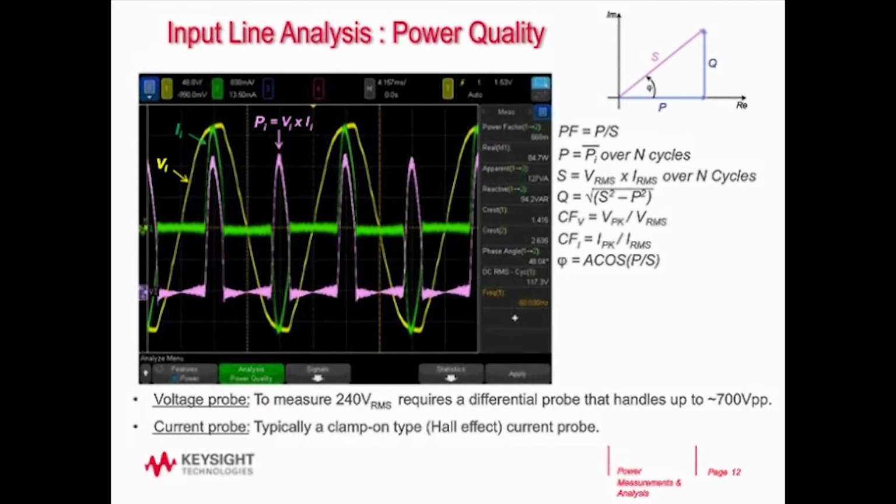And so the real advantage here of having an automated power app in your scope, whether it's from a Keysight scope or one of our competitors, is you get these things automatically so that you can get your answers much more quickly rather than automating it with a computer or using a pencil and paper.